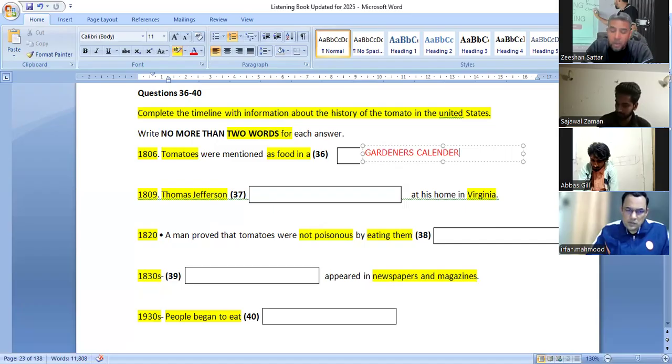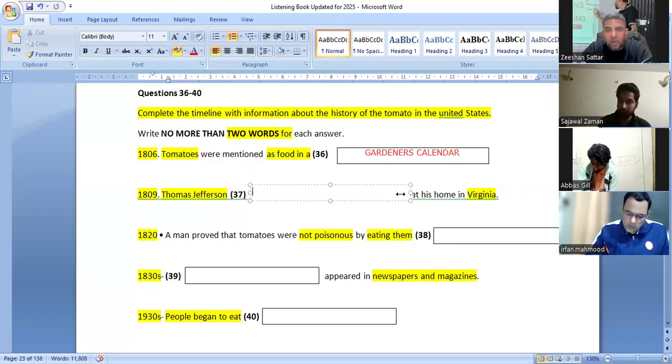Okay, so number one. Number two, remember that what we have to do now is Thomas Jefferson, finger will be on 1809 and Thomas Jefferson, pencil will be on Virginia, and see what the answer comes up. Is it clear? So Gardener's calendar is the answer. I'm sorry, I had written the wrong spelling. So Thomas Jefferson, 1809, finger, Virginia, pencil.